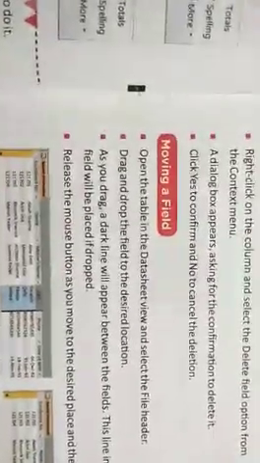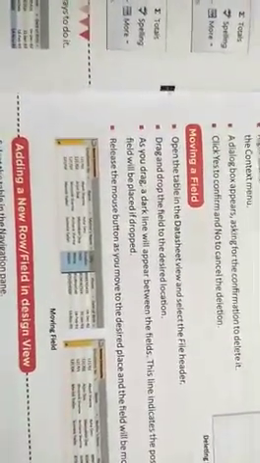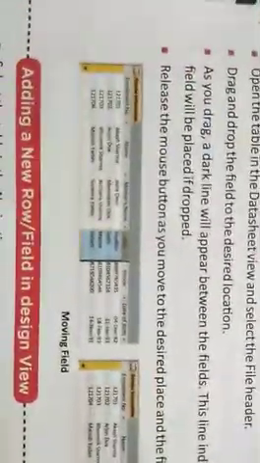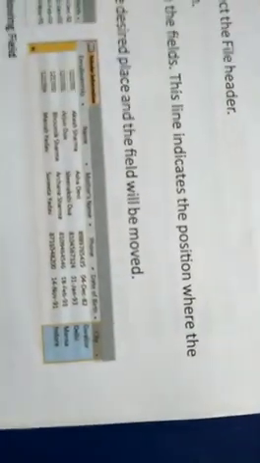Now moving a field. Open the table in datasheet view and select the field header. Drag and drop the field to the desired location. As you drag, a dark line will appear between the fields. This line indicates the position where the field will be placed if dropped. Release the mouse button at the desired place and the field will be moved. It means you can move this field from this position to this position.